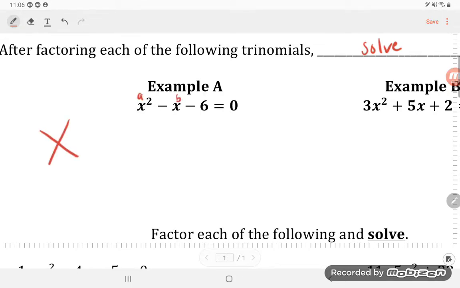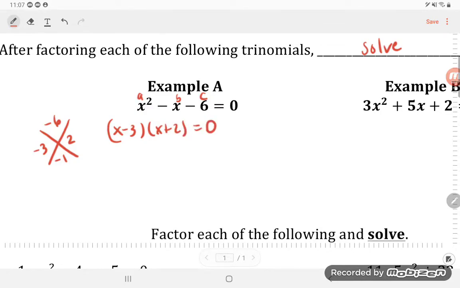If you identify your terms, A, of course, is 1. B is a -1 and C is a -6. When I multiply A and C and put it in the top of my x, I get a -6. In the bottom, I get a -1. Two numbers that multiply to give me -6 and add to give me -1 are -3 and +2. The factored form is x minus 3 times x plus 2.